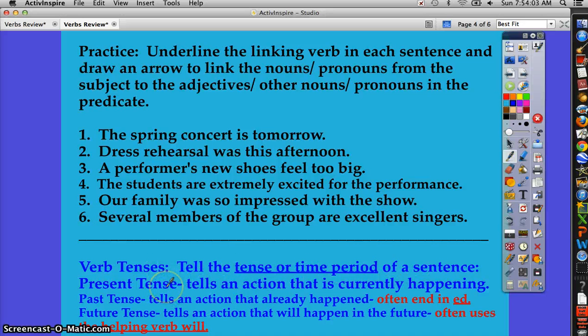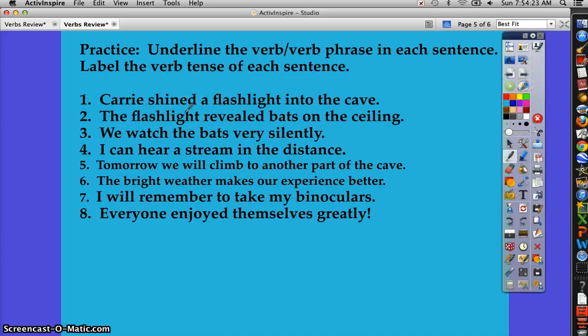We have 3 main tenses. Present tense tells an action that is currently happening right now. Past tense tells an action that already happened, often ending in ed as well. And future tense tells an action that will happen in the future, and it often uses the helping verb will. So the 3 verb tenses and directions on this practice: underline the verb or verb phrase and then label the verb tense of each sentence.